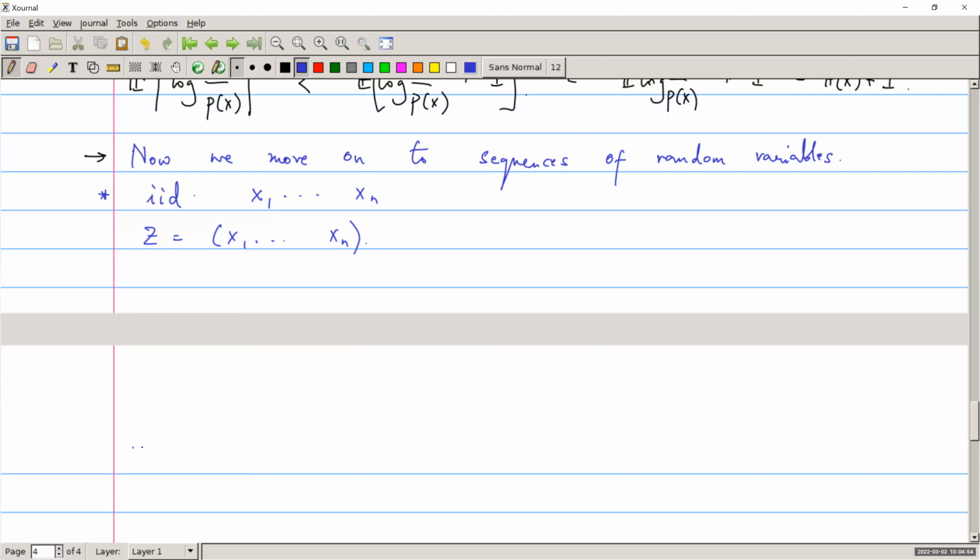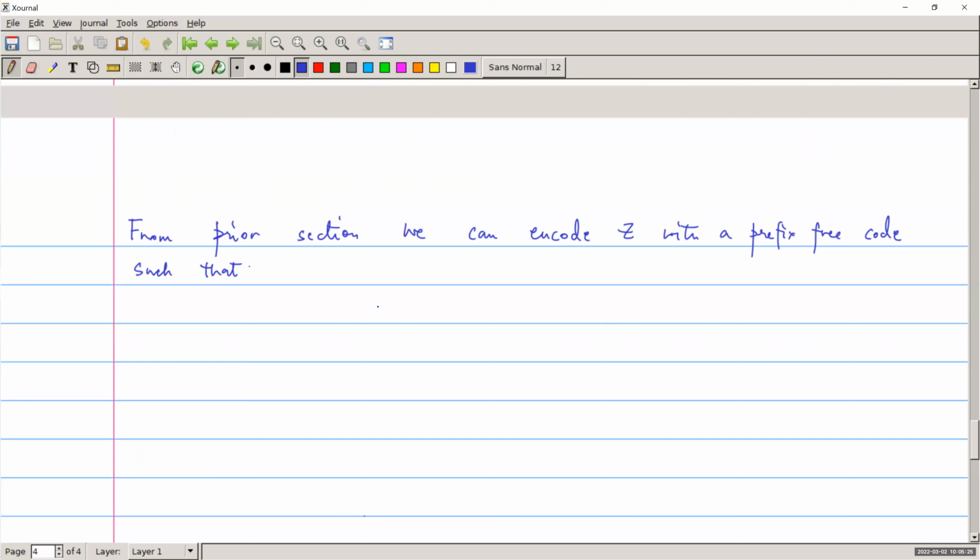So from the prior section, we know that you can encode z with a prefix-free code such that the expected length of z is strictly less than h of z plus 1 and greater than or equal to h of z. So this is what we found out from the previous case.